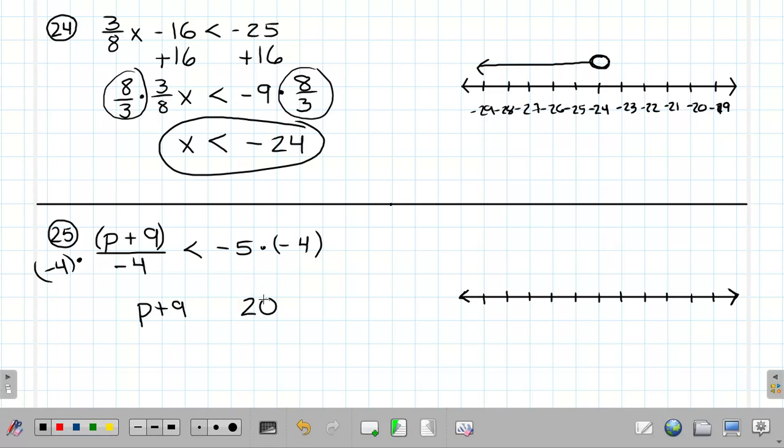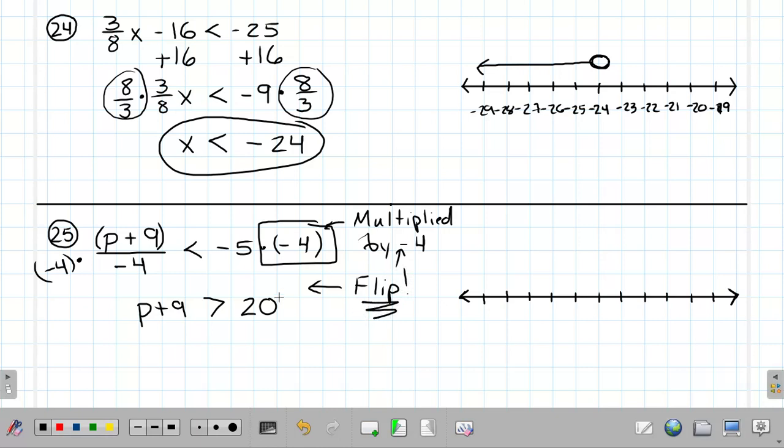This actually is an instance where we have to switch our sign now. Because what did we just do? We multiplied by a -4, multiplied by a negative. So that means my less than symbol now has to become a greater than symbol. And like I said, that's what you got to be on the lookout for here. I multiplied times a -4. That means I have to flip the sign. I multiplied times a positive 8/3. I don't have to flip the sign. So I have to flip right here.